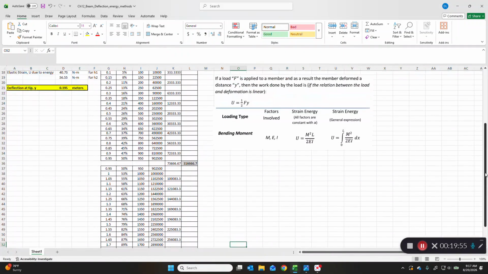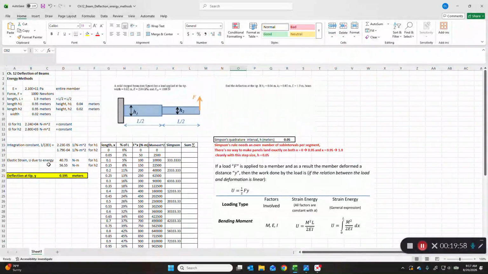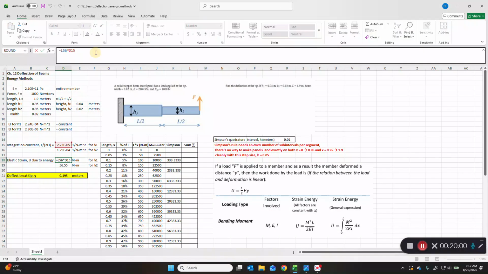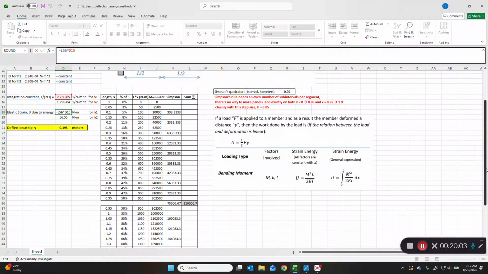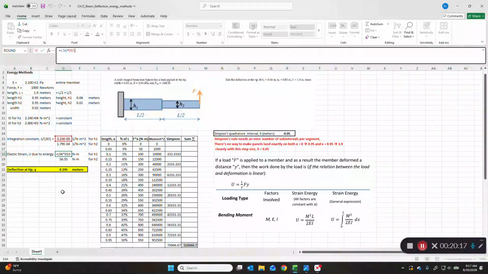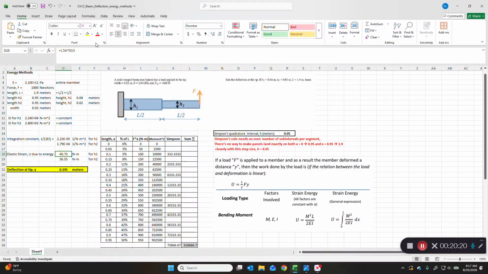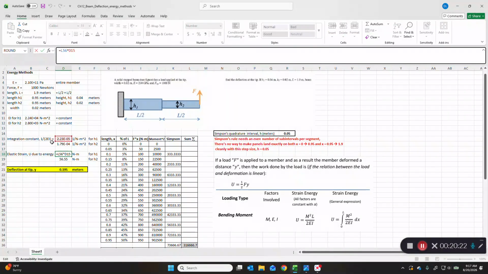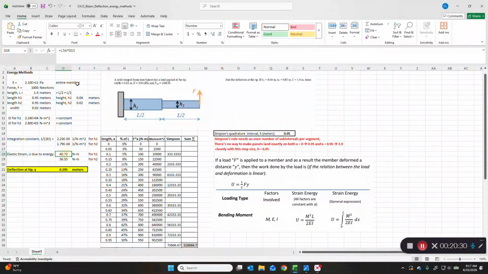Okay, so what did I do about that? Well, my strain energy is just, if you think about it, the integral of this, which is Simpson's rule, from 0 to L. So here it's 0 to L over 2, and then L over 2 to L. And then I'm dividing it by 2I, and that'll give me my U, my strain energy, my potential energy due to strain. So that's it. I'm just dividing it by the integration constant, or multiplying it by 1 over 2 EI. That's all I'm doing. You can see that here.